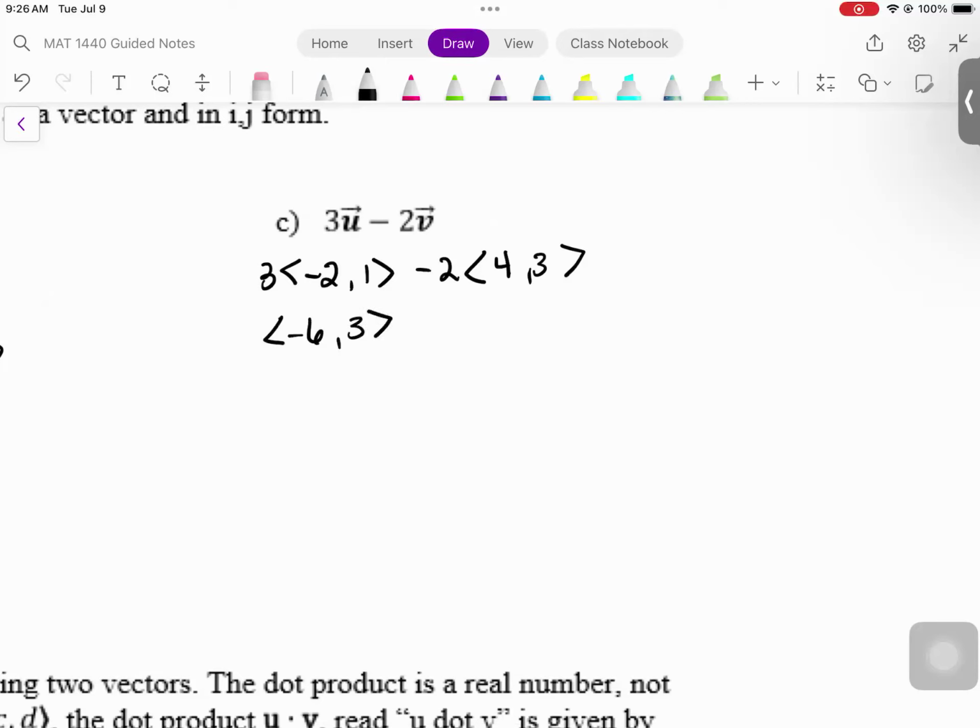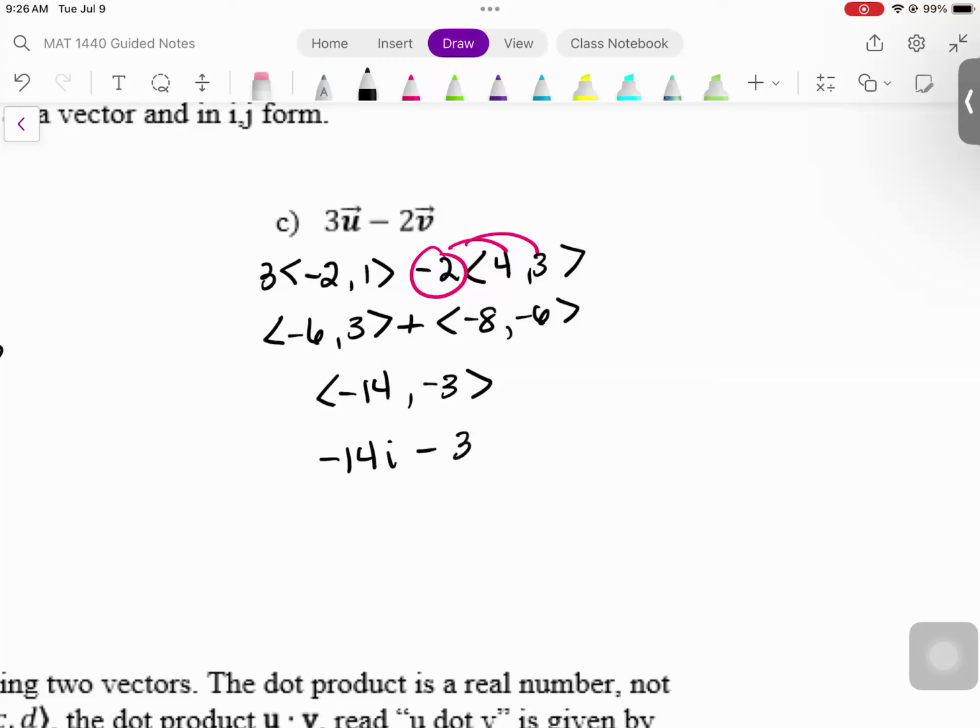Now for this next step, we can either distribute the -2 and then it becomes an addition problem, or we can distribute the 2 and keep it as a subtraction problem. I'm going to distribute the -2 and make this addition. -2 times 4 is -8. -2 times 3 is -6. And now we can add those corresponding components. -6 plus -8 is -14, and 3 plus -6 is -3. And our IJ form is -14i minus 3j.